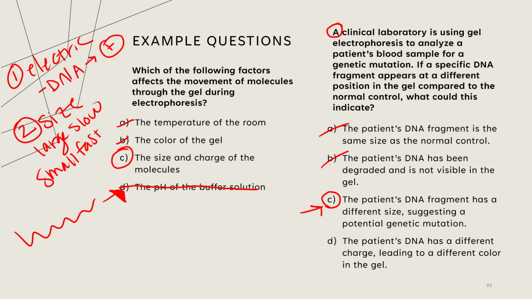And then the patient's DNA has a different charge, leading to a different color in the gel. Well, we did not talk about a color in the gel, and that's a ridiculousness. So that already should give it away. If it had a different charge, it shouldn't. DNA is negative and DNA is negative, and that's the end of it. Mutations aren't going to change that. That phosphate sugar backbone is on everybody's, regardless of your genetic code. Your genetic code is on your ATCG, not on your phosphate sugar backbone. So that shouldn't be it. So that's why C is the answer. Y'all, we made it.